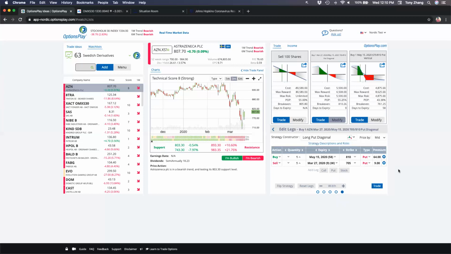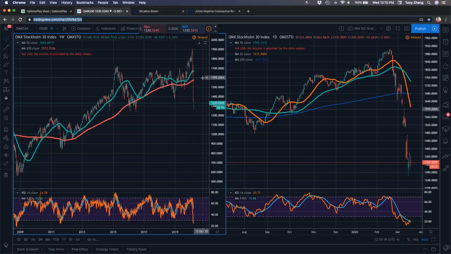I hope that you guys have found this useful in your understanding of options and also understanding of how to utilize options play to analyze your strategies and position for different outlooks that you might have in the markets, whether that's a bullish view on OMX and you think the markets are going to bounce, or you think the markets are going to continue moving lower.